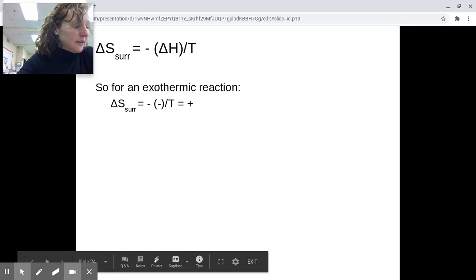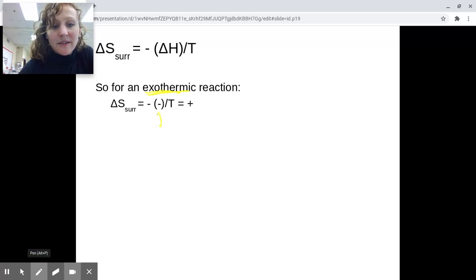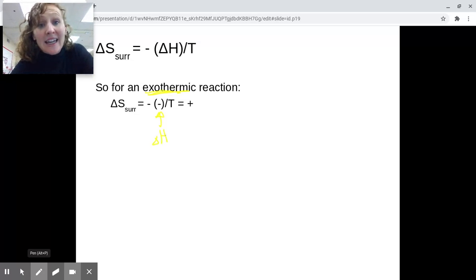Again, being able to deal with signs here is really important. If you have an exothermic reaction, enthalpy for an exothermic reaction is negative. The equation throws in a positive there for you, and therefore entropy of the surroundings is going to come out positive.